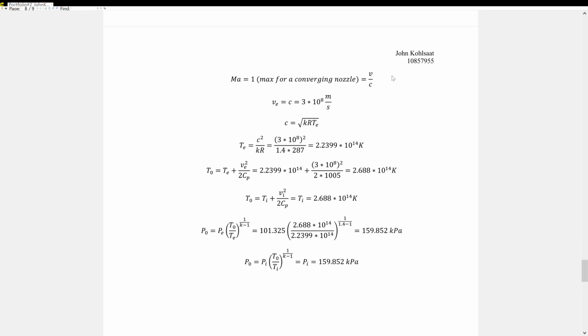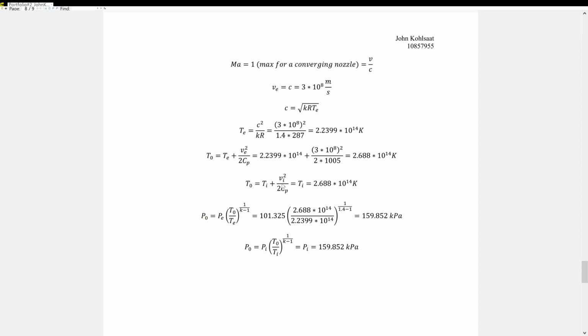From that, we calculate the temperature exit from our inlet velocity in C, and then from that, we are able to get stagnation temperature and stagnation pressure to then calculate the inlet from those stagnation. And because the inlet velocity is 0 and T0 and Ti are equal, our inlet conditions are equal to the stagnation conditions.